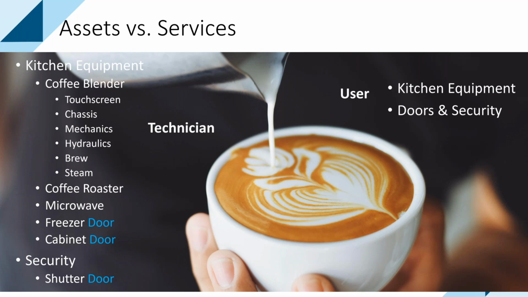So what had happened when they set up their Archibus asset management system to resolve problems at the coffee shops is that when they thought about kitchen equipment, they thought about the coffee blender, the coffee roaster, the microwave, the freezer door, the cabinet. They thought about the shutter door for the mall. And within the coffee blender, they realized that a bunch of things could go wrong: the touch screen, the chassis, the mechanics, the hydraulics, the brew, the steam system, the electronics, and so on. So they knew there were 10 or 15 different things that could go wrong with the coffee blender.